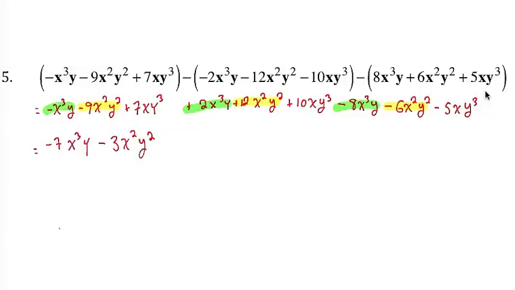Okay, and then finally it's time for the x y to the power of 3's. Alright, so I have 7x y to the power of 3 plus 10x y to the power of 3 minus 5x y to the power of 3. So I'm going to put my positives together. So I have 7x y to the power of 3 plus 10x y to the power of 3. That's 17. Take away 5. X y to the power of 3's are 12. So we have positive 12 x y to the power of 3.